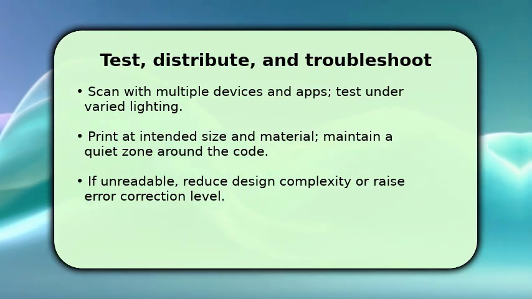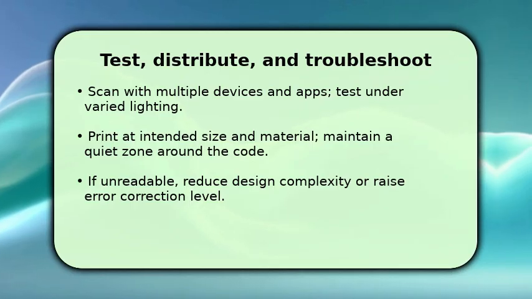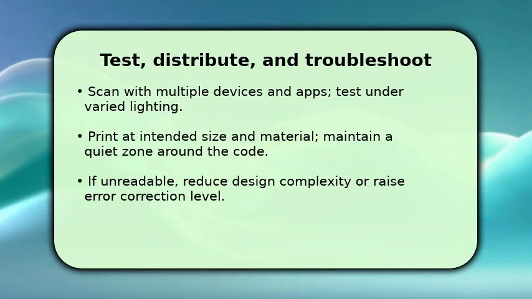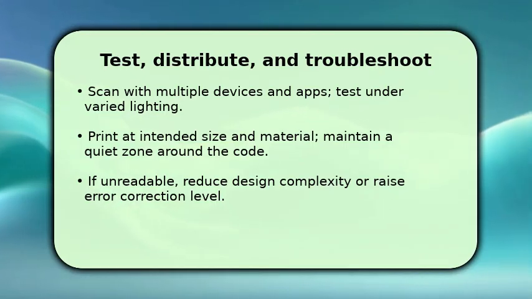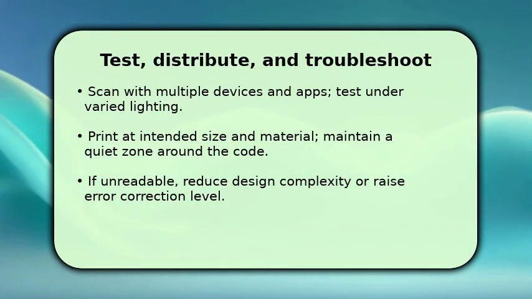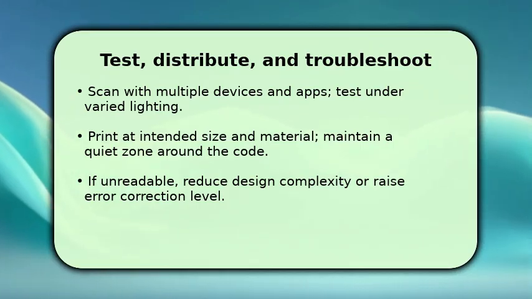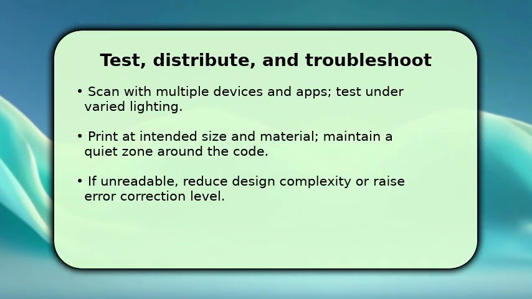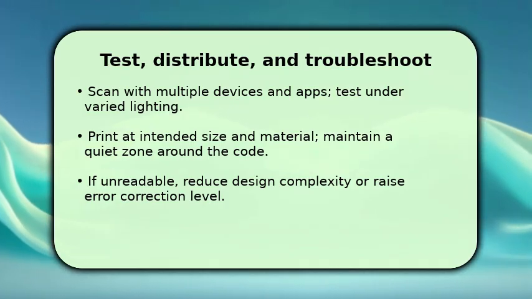Next, place the QR on its final medium, screen, poster, or product, and print a proof at actual size to check scannability and contrast. If scans fail, simplify design elements, increase error correction, enlarge the code, or use a plain high-contrast version. Once stable, distribute your files, and optionally track scans with UTM tags.